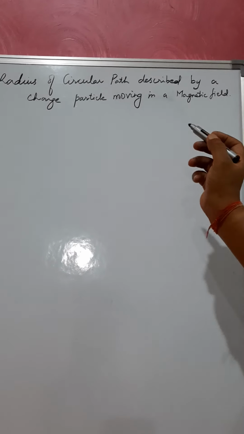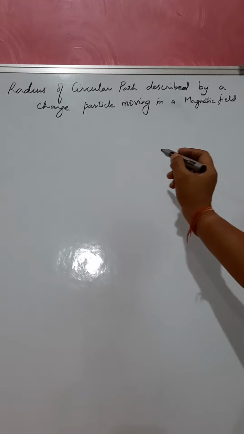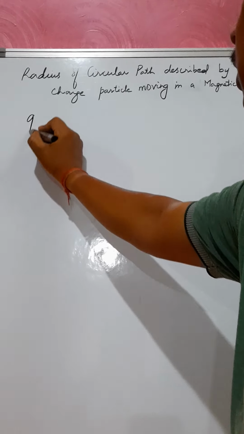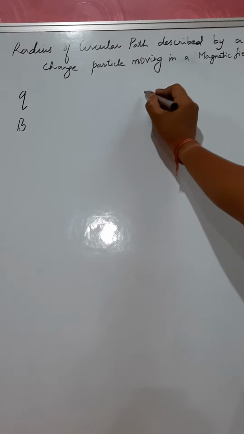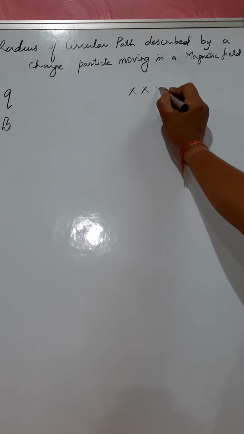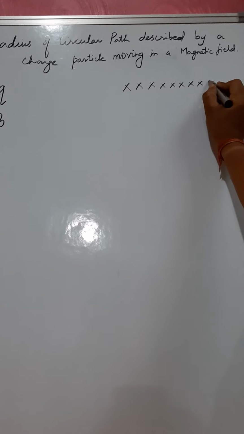Radius of circular path described by a charged particle moving in a magnetic field. Let us consider a charged particle Q is moving in a magnetic field B such that this magnetic field is perpendicular to the plane of the board.